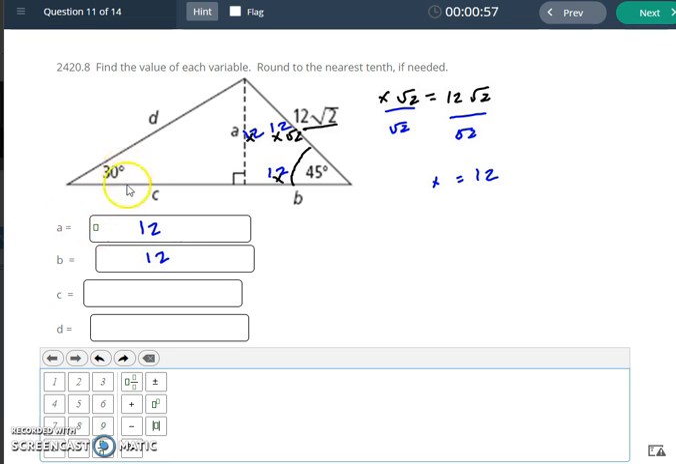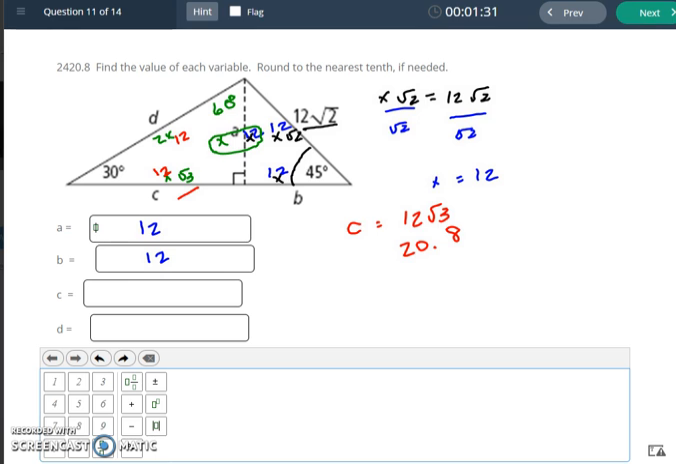Well, here I have a 30-degree angle. So that means that this angle has to be 60. This would be my shorter side. My hypotenuse would be 2x, and my longer side would be x radical 3. Well, luckily here I have that x is equal to 12, so I can plug that in for my x. So to find C, I need to take 12 multiplied by radical 3. That can be done on the calculator, and that's going to give me 20.8.